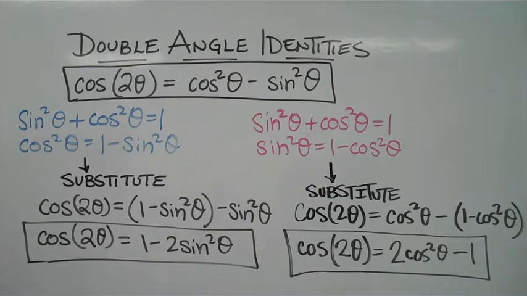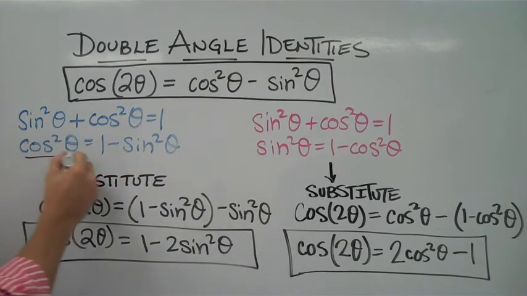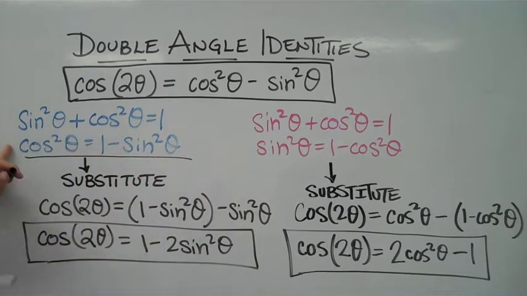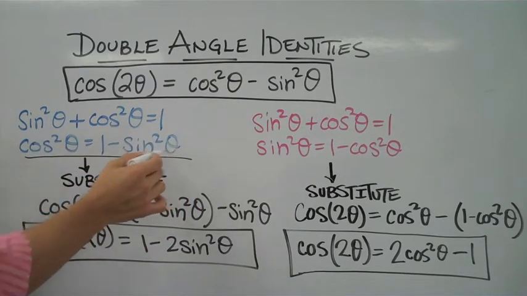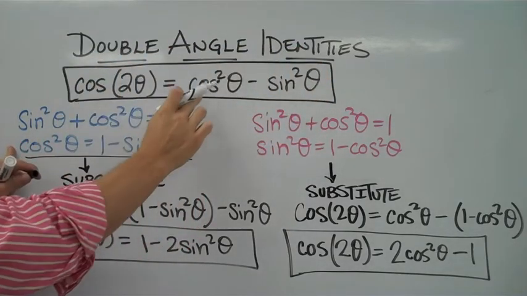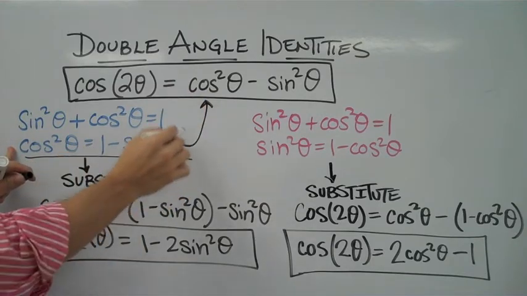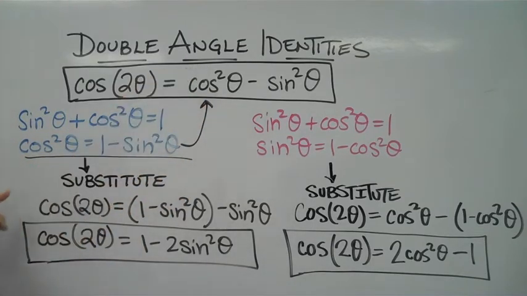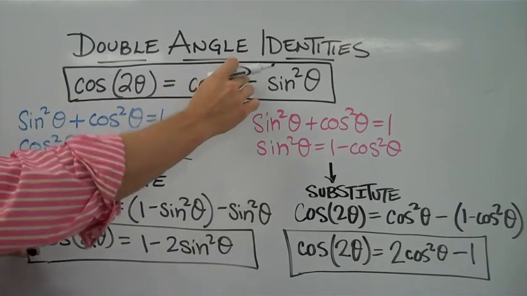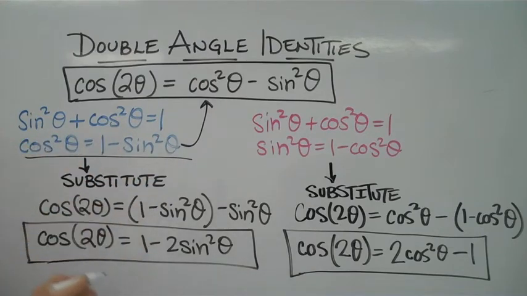If that's the case, I could subtract sine squared theta from both sides and wind up with this expression here: cosine squared theta is equal to 1 minus sine squared theta. Well, if that's the case, I go back to my original equation here and I see cosine squared theta is there. I could substitute this value in for cosine squared theta. When I do that substitution, I wind up with cosine 2 theta. Instead of cosine squared theta, I have written 1 minus sine squared theta. Because they are equal, I can substitute, and then minus sine squared theta comes along for the ride.